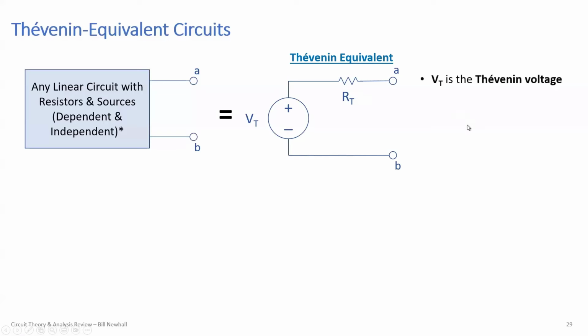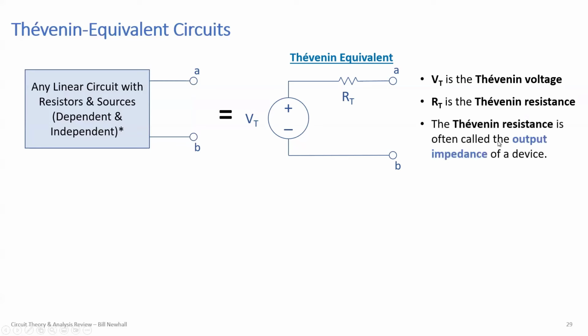Right, so VT is the Thévenin voltage. RT is the Thévenin resistance. Now, you don't often outside of circuits class use the name Thévenin, at least in my experience where I've worked. The Thévenin voltage, as you might recall, is the open circuit voltage of the circuit. People will talk about open circuit voltages. And Thévenin resistance is more often called output impedance, right? Not just resistance, but impedance.